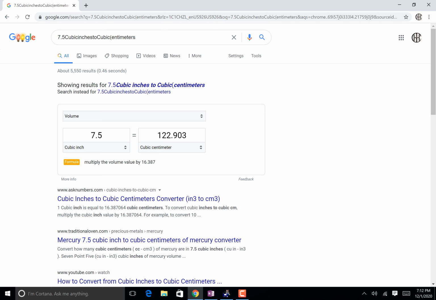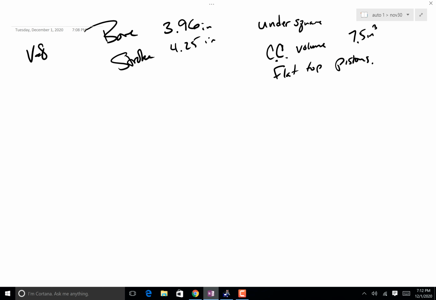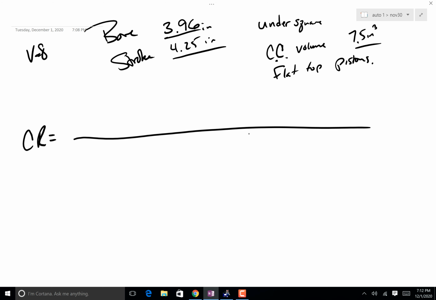Now, I say that because on the assignment, I may very well give it to you in cubic centimeters. It is a huge deal to make sure that you are all in the same units. Because my bore and my stroke are in inches, my volume of my cylinder is also going to be in inches cubed. So I'm going to make sure that this guy is also in inches cubed.